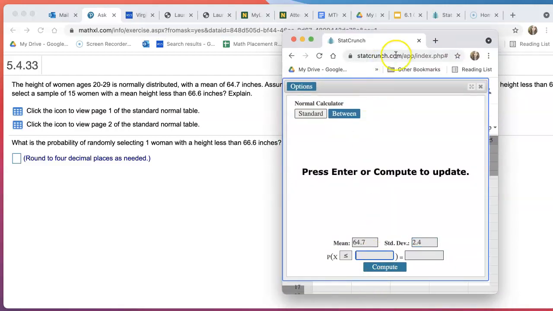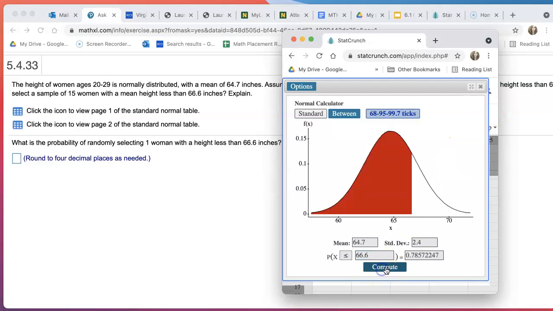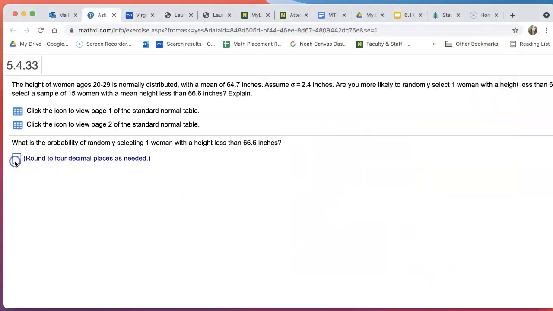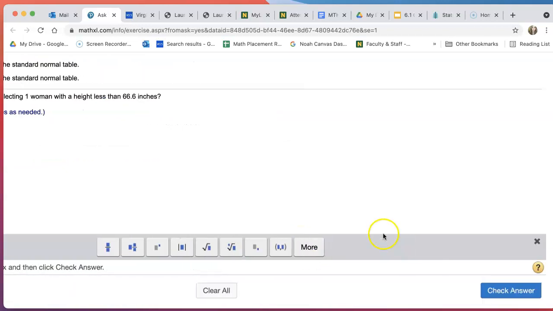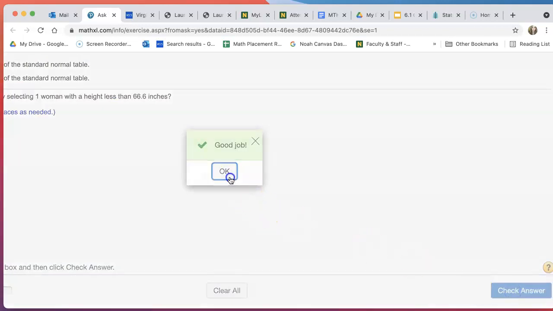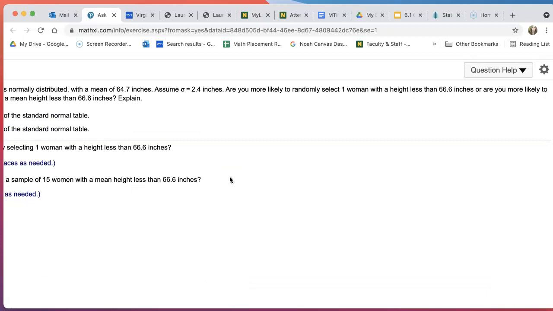They did say height is less than, what was the number? 66.6. I can compute that real quick: 78.6%. They did say round to 4 decimal places, so let me copy that much and put it here. So if you are selecting just one person, then you use the normal distribution. You just do the regular thing.